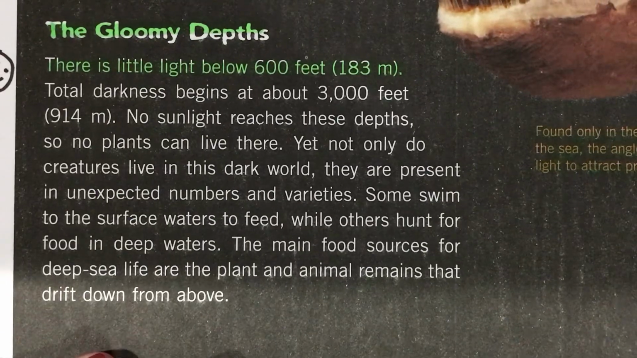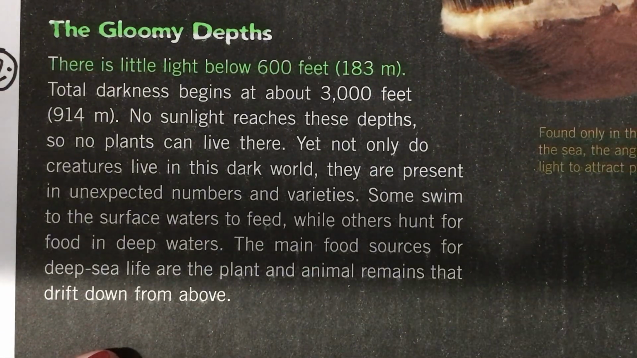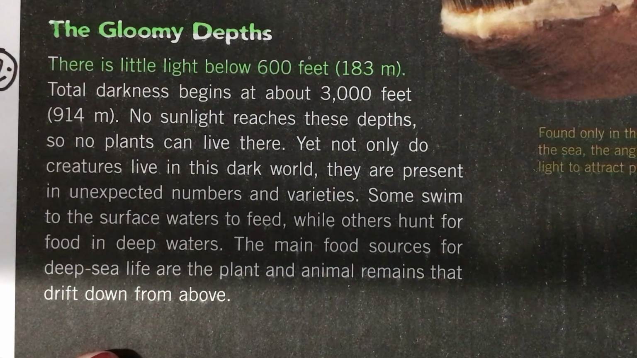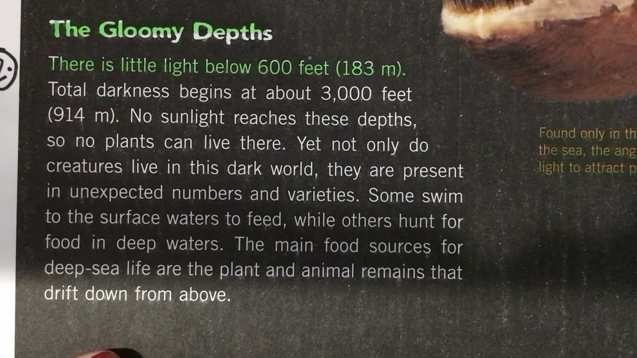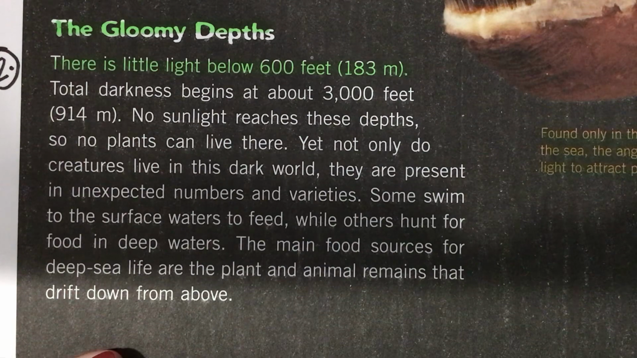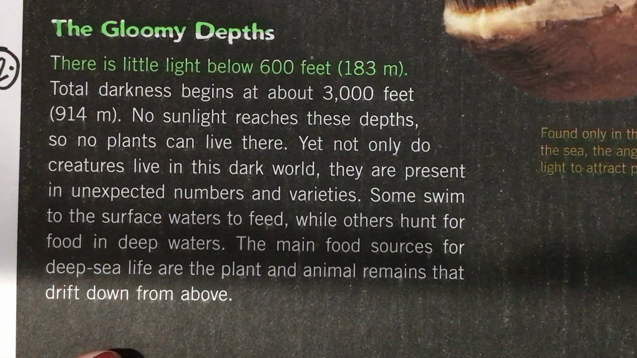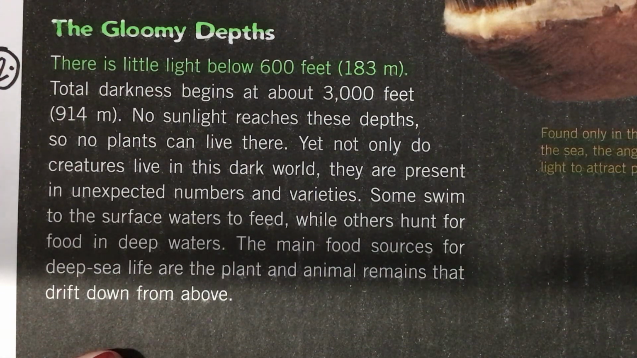The gloomy depths. There is little light below 600 feet. Total darkness begins at about 3,000 feet. No sunlight reaches these depths, so no plants can live there. Yet not only do creatures live in this dark world, they are present in unexpected numbers and varieties. Some swim to the surface waters to feed, while others hunt for food in deep waters. The main food sources for deep sea life are the plant and animal remains that drift down from above.